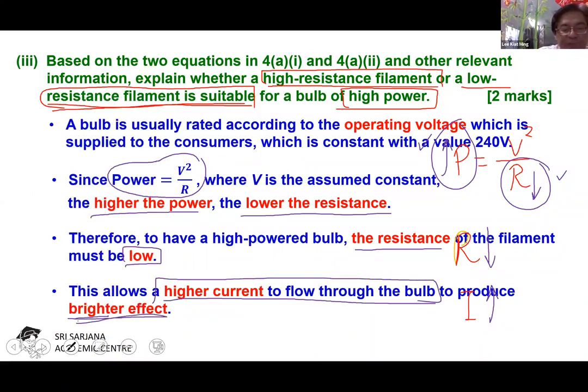Okay, to produce a brighter effect. It's following what I've given to you. All right, I repeat. If you are not able to get it, I'm going to repeat one more time. They want high power.